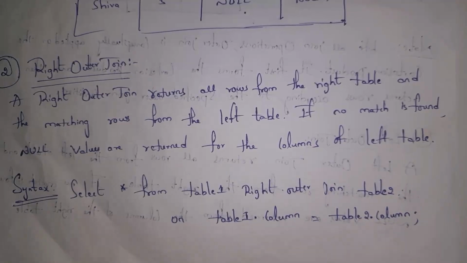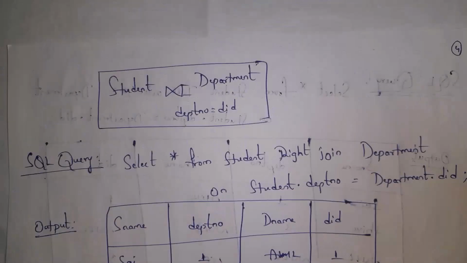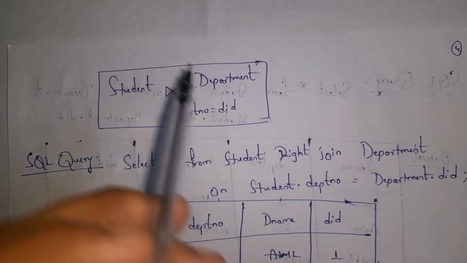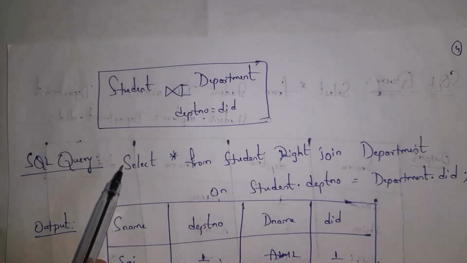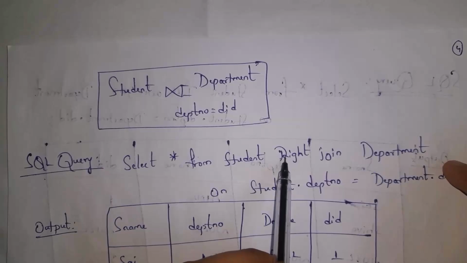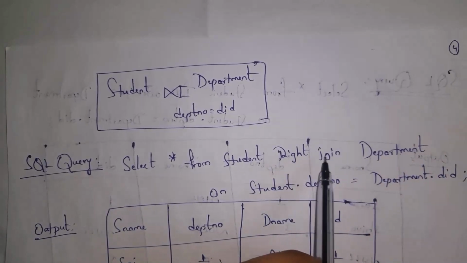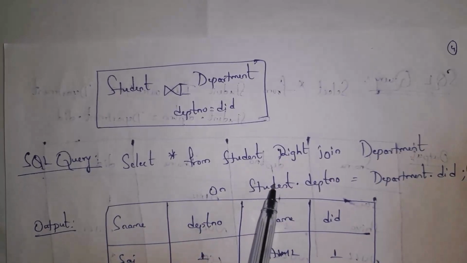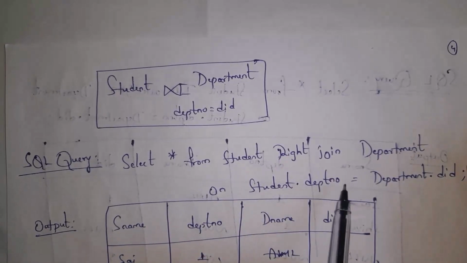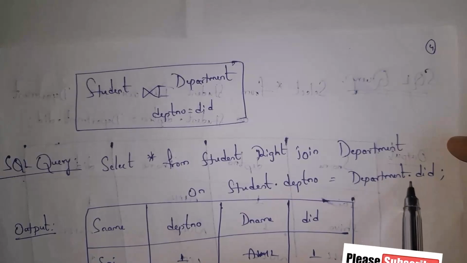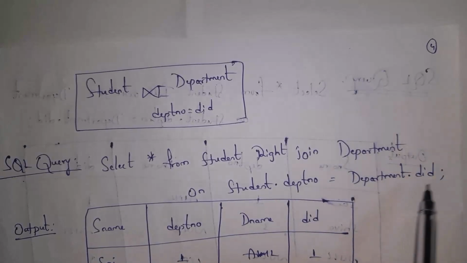This syntax, select star from table 1, right outer join table 2 on table 1 dot column is equal to table 2 dot column. This is how we represent right outer join. Two lines pointing right side. So select star from table 1 student, right join department, where right join represents right outer join, on condition, that is in student table, if department number column is equal to department table DID column, then I want to return all those rows. So at last use semicolon.